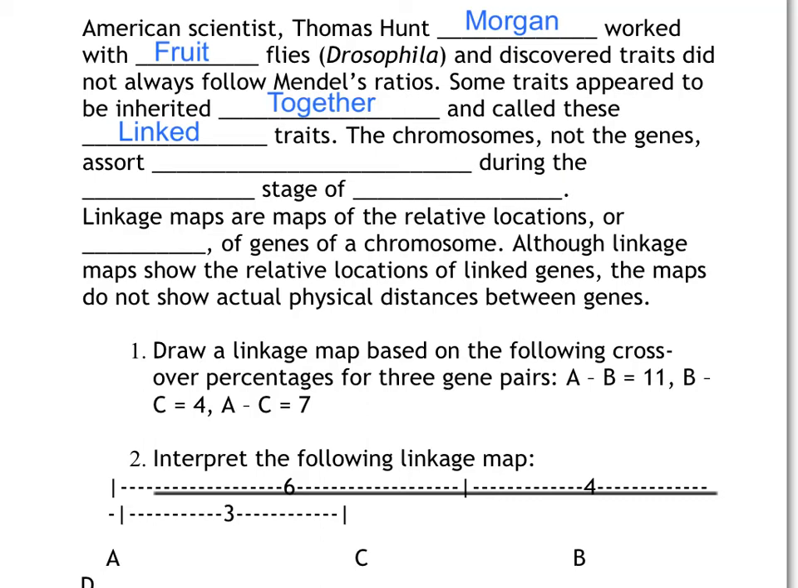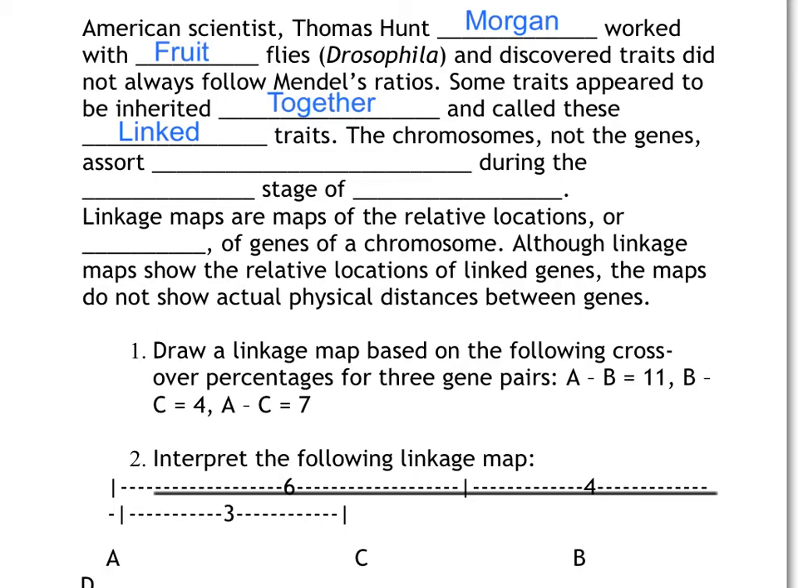So now we're going to gene linkage. American scientist Thomas Hunt Morgan, remember Team Morgan, worked with fruit flies, Drosophila flies, and discovered traits did not always follow Mendel's ratios. Some traits appeared to be inherited together and called these linked traits.